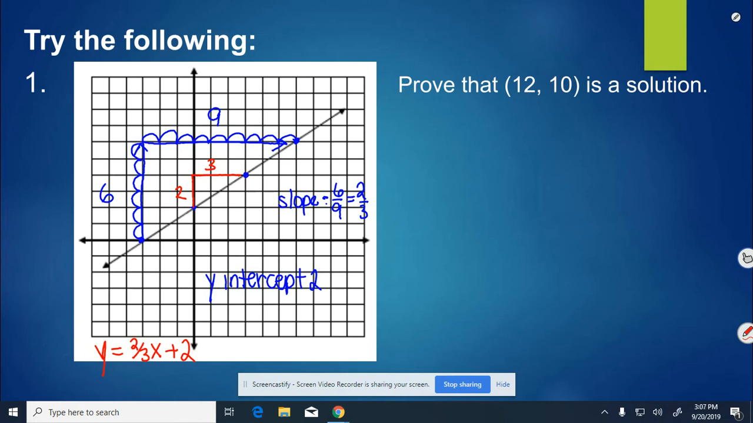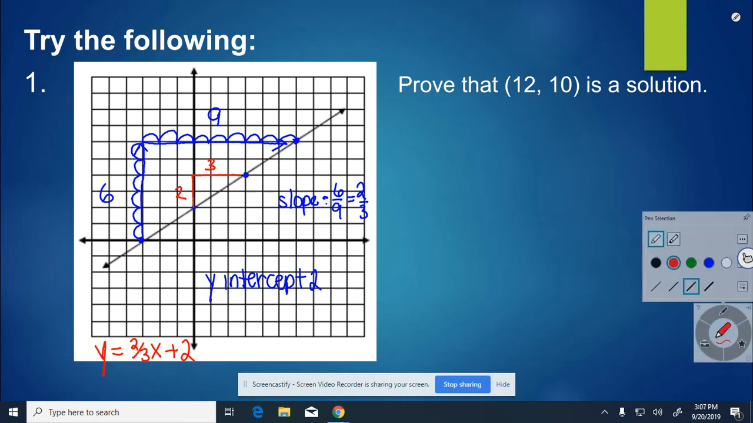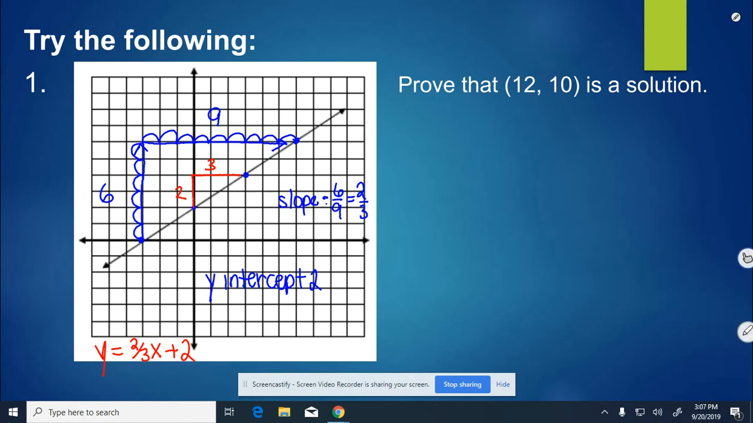So now we want to prove that (12, 10) is a solution to that graph. Now, it's not on our coordinate plane because it's not big enough. But if we prove that it's on the equation, then it would be on the line if our coordinate plane was larger. So we have 12 as our x and 10 as our y. We do 10 equals 2/3 of 12 plus 2.